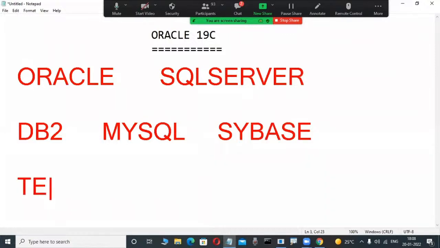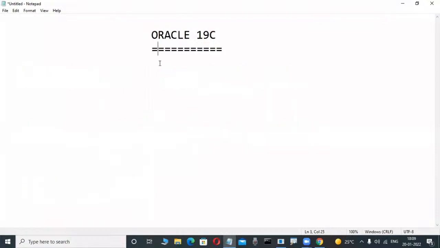Again, Teradata. Maybe many of you, data warehousing application programmers, have an idea. Teradata is a database product from NCR Corporation. SQLite is a database product. Like this, so many database products are there from different companies. That's why Oracle is always one of the popular database products. Okay, fine.